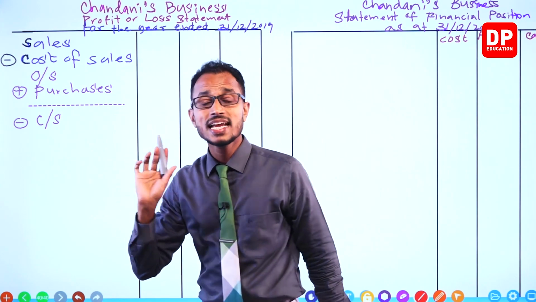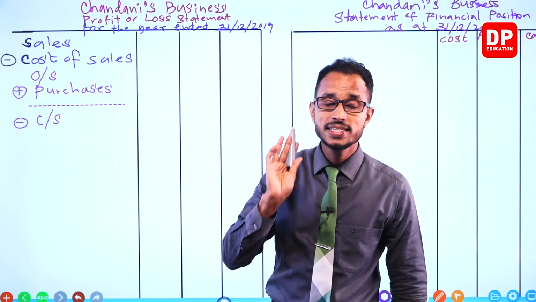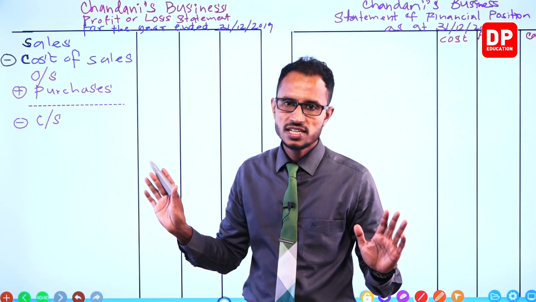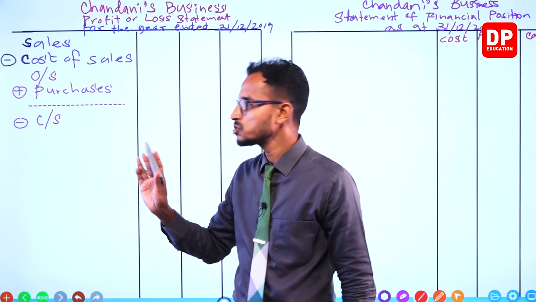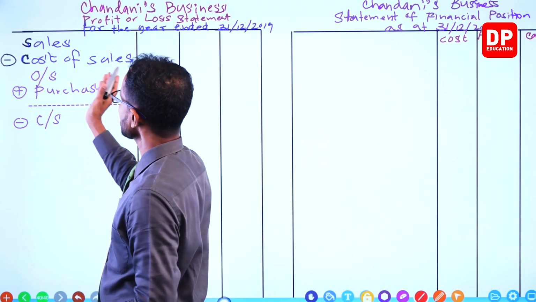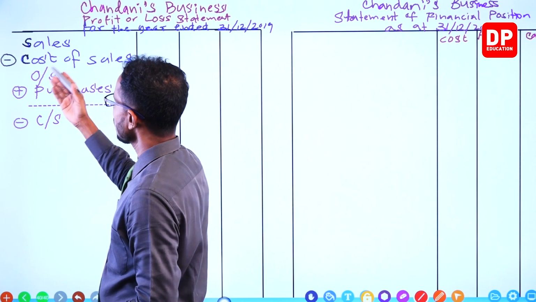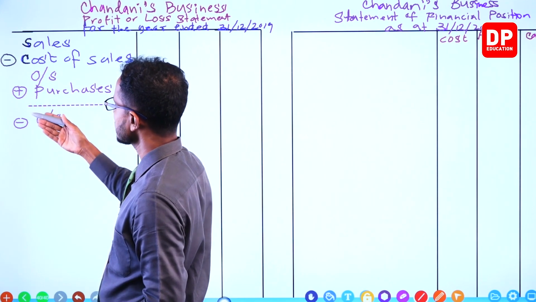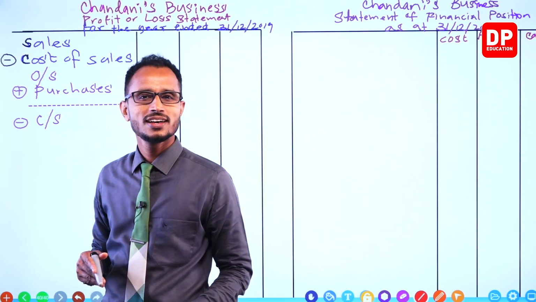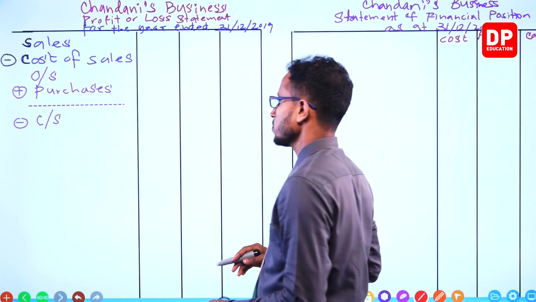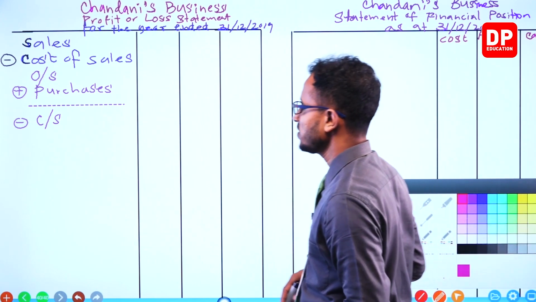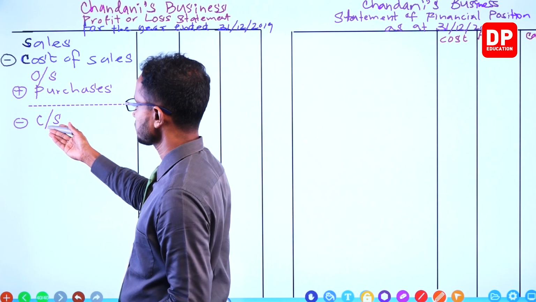Because there are purchase related expenses. You might get purchase related expenses, you might not get. Just in case, leave one or two lines under purchases. I always say that. So under cost of sales: opening stock plus purchases, space for one item, then minus closing stock. All right. Then leave two more lines.